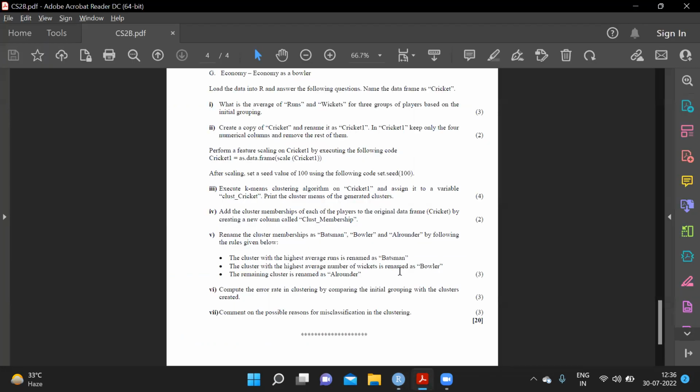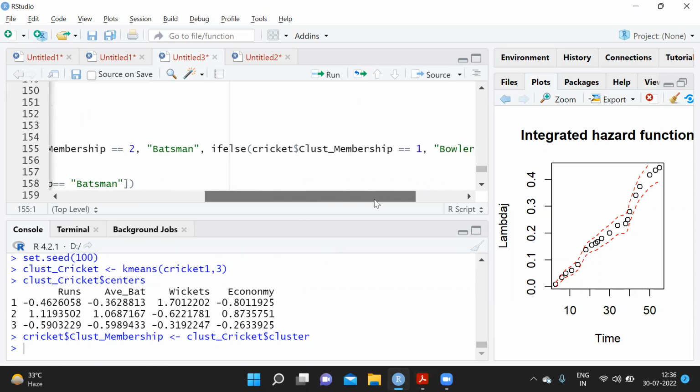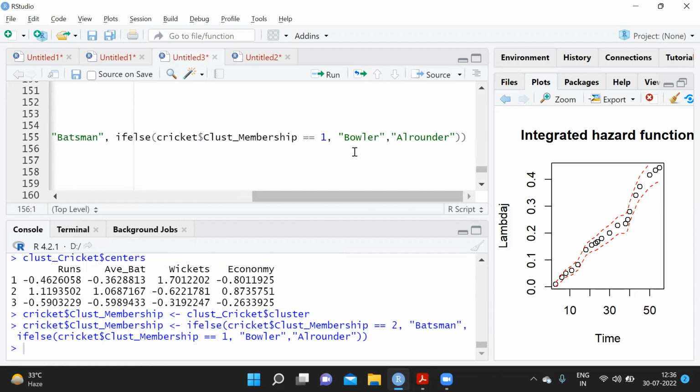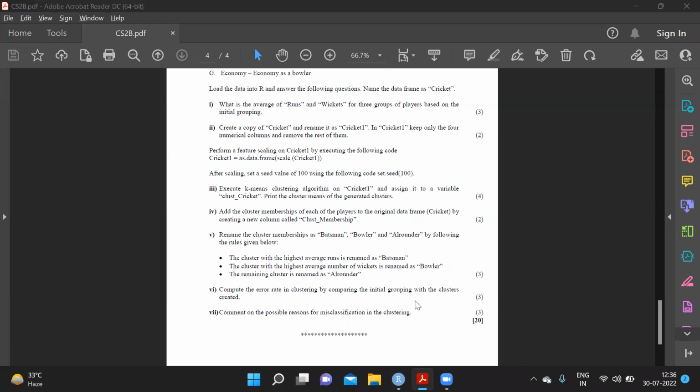The next one says the cluster with the highest number of wickets is bowler. So for wickets, cluster 1 is bowler. And all others are all-rounder. Once you do this, then you've been asked to compute the error rate in clustering by comparing the initial grouping with the clusters created.